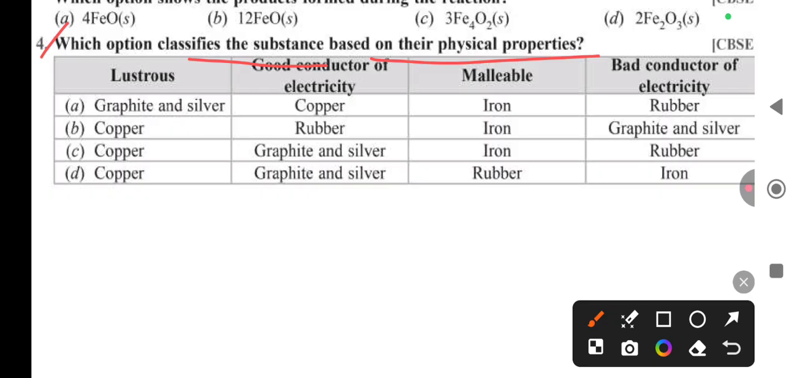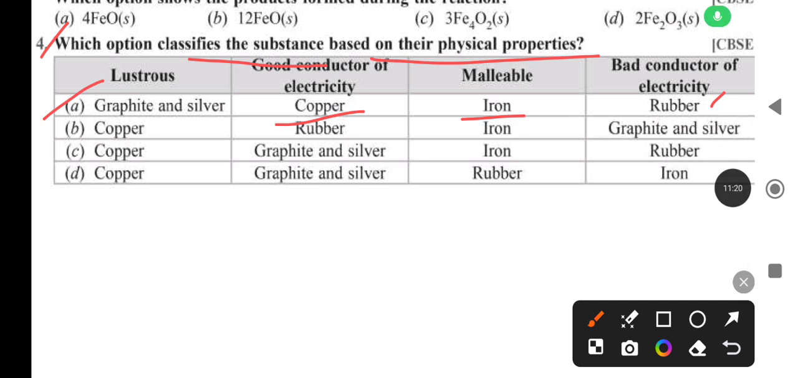In option A you can see graphite and silver, it is lustrous. Good conductor of electricity is given as copper. Malleable is iron. Bad conductor of electricity is rubber. If all the options are correct, then it is the correct one. But if any one option is wrong, then it is the wrong option.